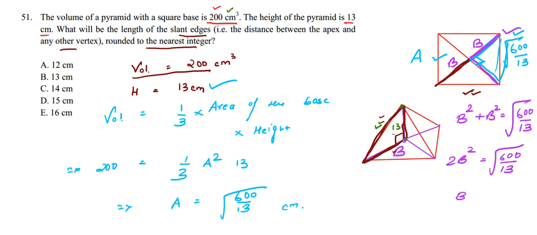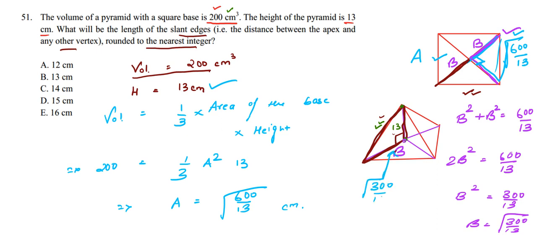So this will give us B square equal to, okay, not root over, because we have to square the hypotenuse also. So this root over goes off, and we will only have 600 by 13. So 2B square equals 600 by 13, which gives us B square equal to 300 by 13. Hence B will be root over 300 by 13. So the base in this triangle is root over 300 by 13. From this we can now find the hypotenuse very easily using Pythagoras theorem.